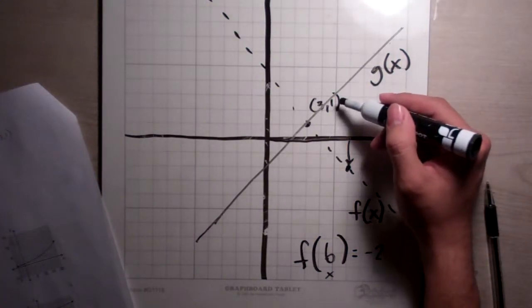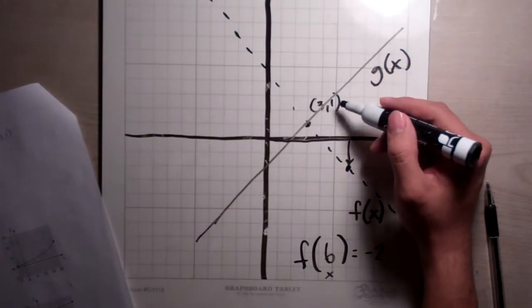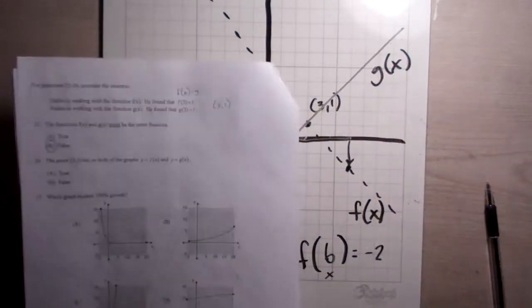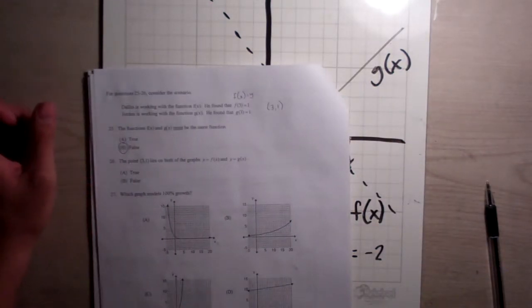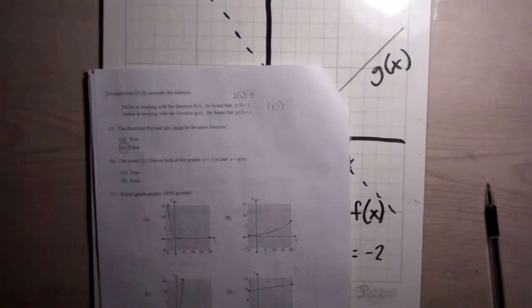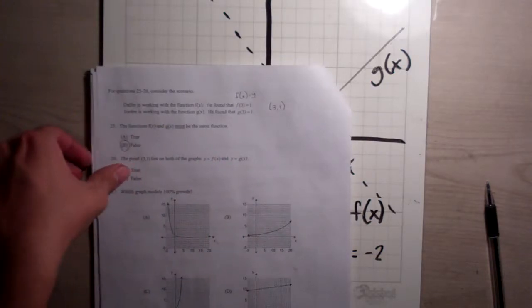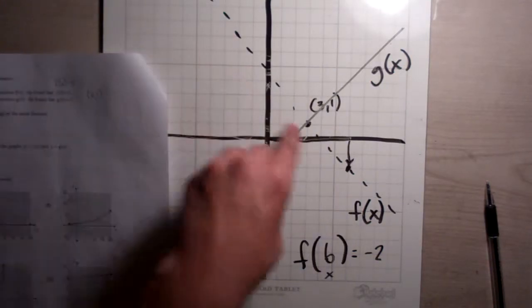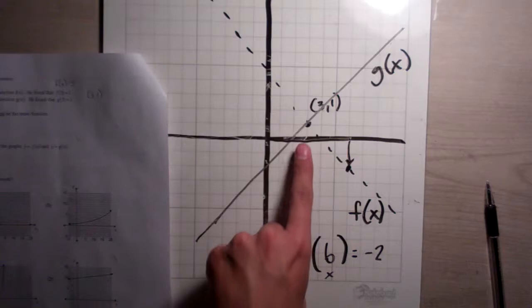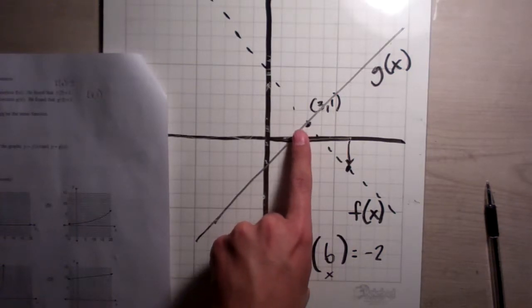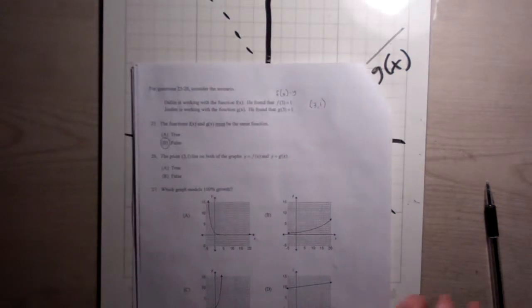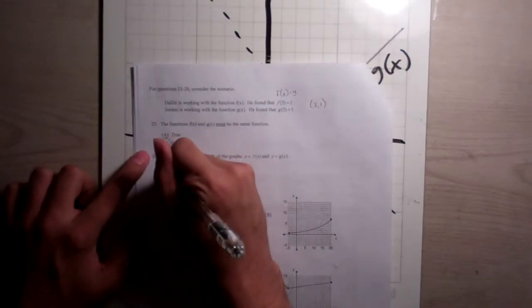Okay, that's what this coordinate that gave us, 3, 1, really represents. So let's go to 26. We've kind of already answered this. It says the point 3, 1 lies on both the graphs, y equal to f of x and y equal to g of x. Is that true? Well, if we look at this, yeah, 3, 1 is on both of those lines. So for 26, pretty much a true statement.